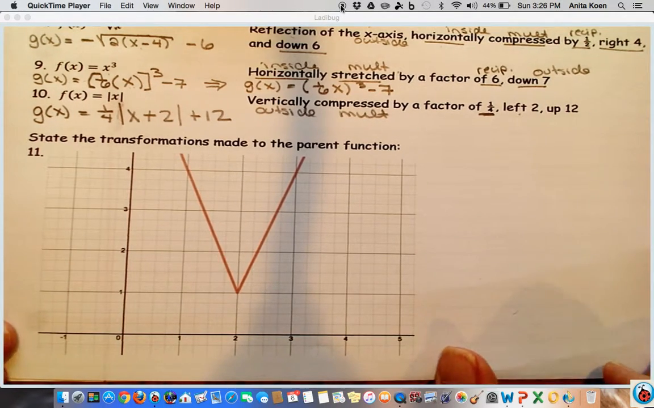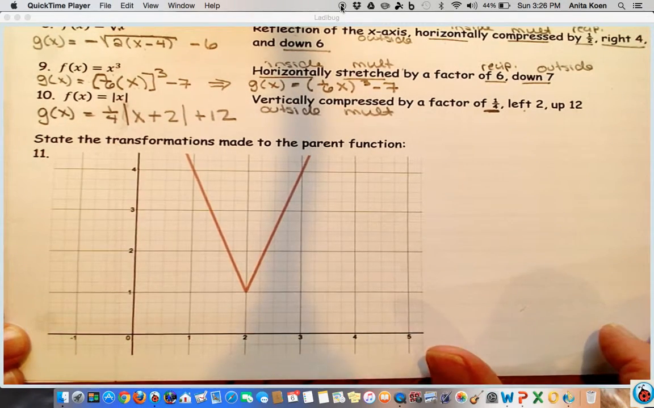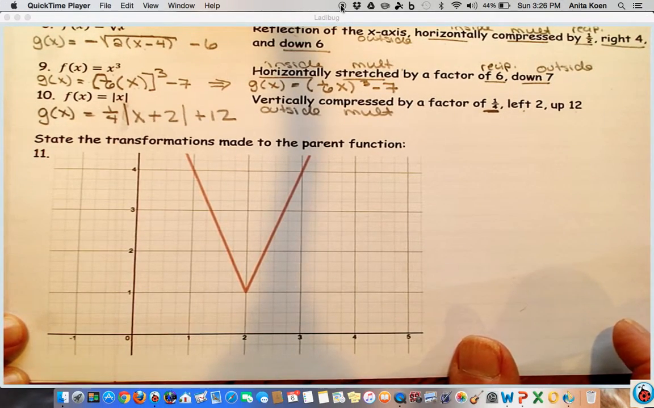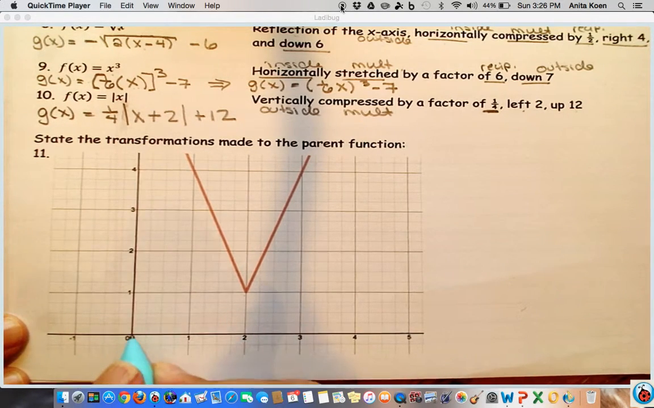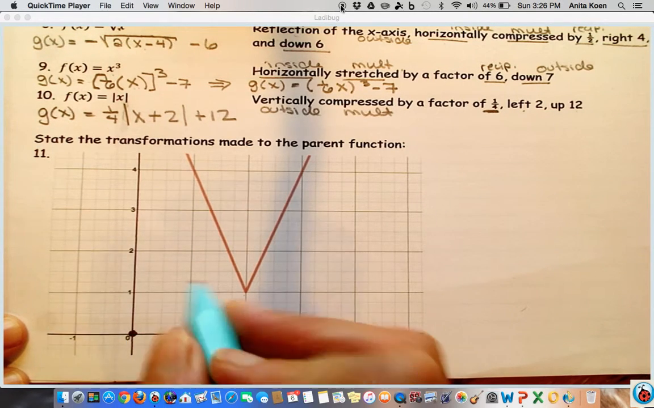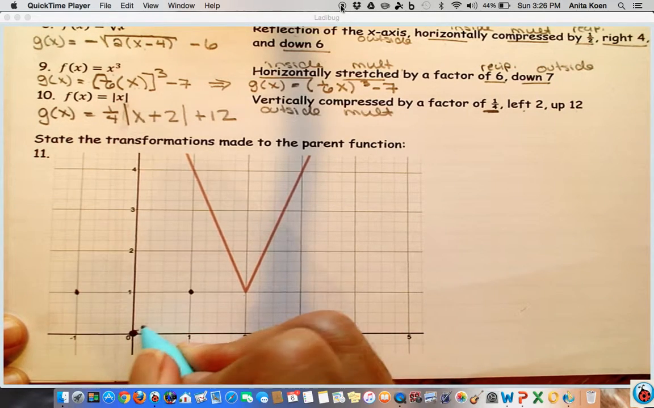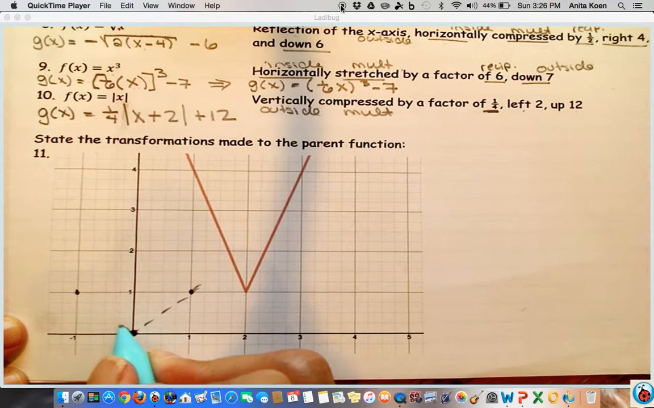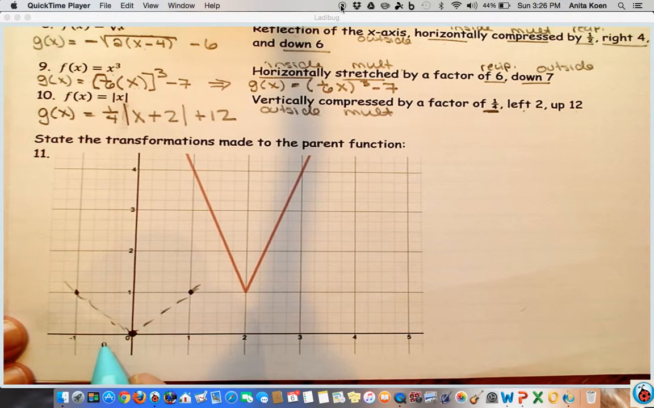This is problem 11 on the Unit 1A review. State the transformations made to the parent function. Okay, what I notice here is that I have the absolute value function. So the absolute value parent function generally starts here at 0, 0, goes through 1, 1, goes through negative 1, 1. So this is where the parent function normally is. Okay, these are my normal points for the parent function.